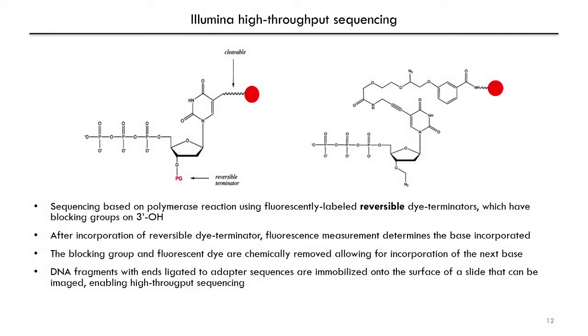After the incorporation of one of these modified bases, you can measure the fluorescence and tell what the identity of that base is, because you have different fluorophores for each base, and then after you measure the fluorescence, you can chemically cleave off the protecting group and the fluorophore, and then you're ready for the addition of the next modified base. How does this process work in high throughput?